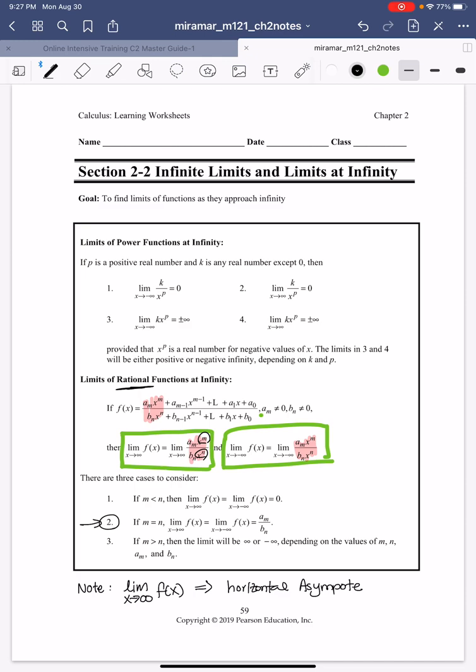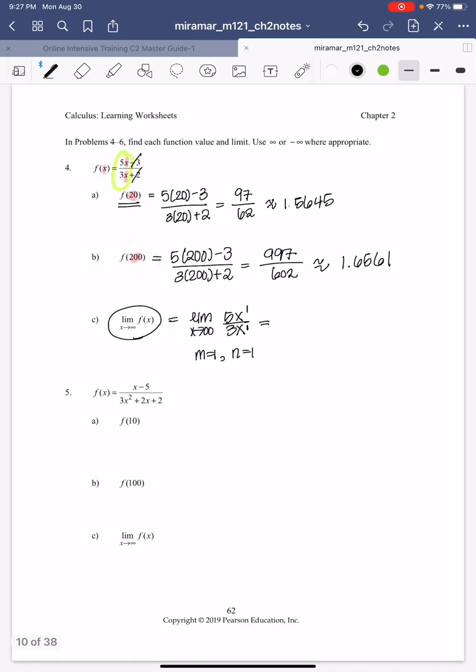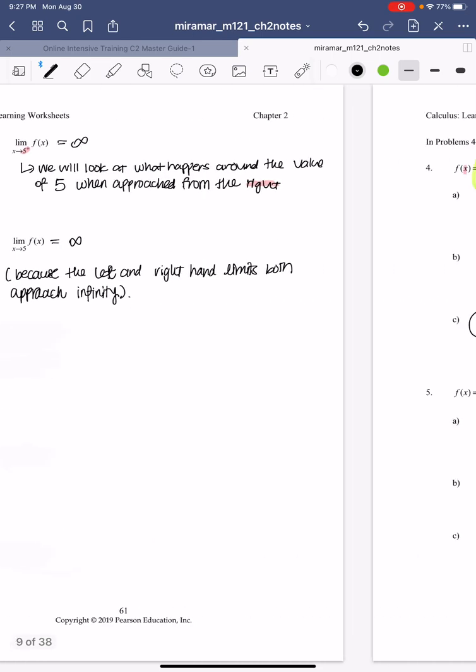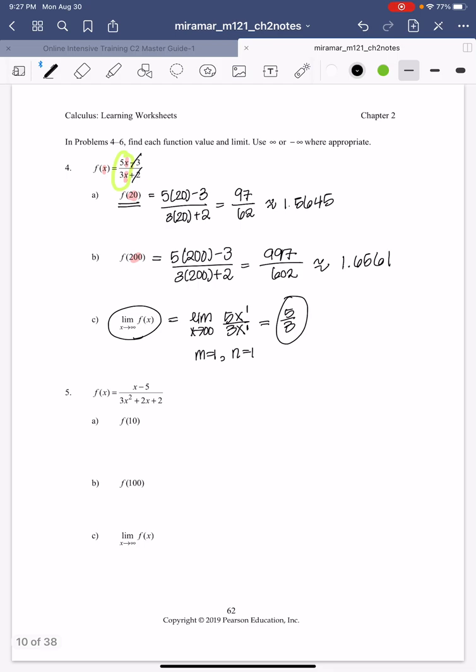So the limit at positive infinity or negative infinity will be just the ratio of the coefficients, a sub m over b sub n. So this answer, the limit at infinity, will be 5 over 3. So that's how you can use these cases to figure out the limits at infinity. Very easy when we are dealing with a rational function. Okay, so let's do one more practice. Same thing. We start with finding each function value and then finding the limit using the 3 cases.